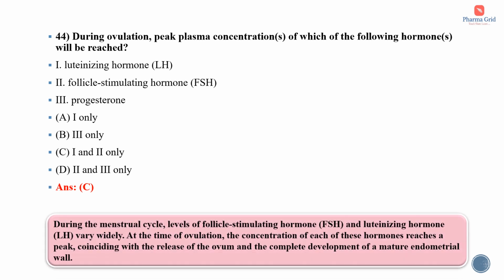During the menstrual cycle, levels of follicle stimulating hormone and luteinizing hormone will vary widely. But at the time of ovulation, the concentration of each of these hormones reaches a peak, that is, this FSH and LH will be at peak during ovulation, coinciding with the release of ovum and the complete development of a mature endometrial wall.